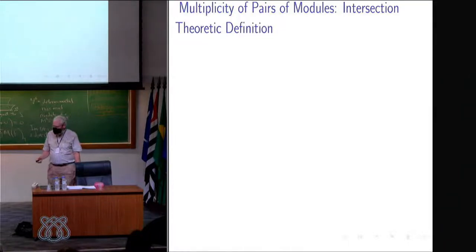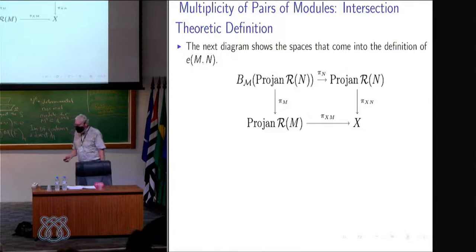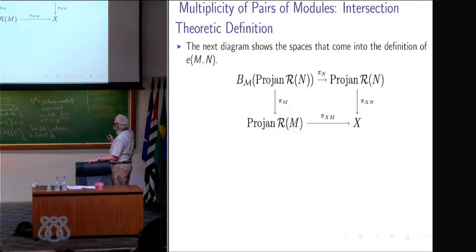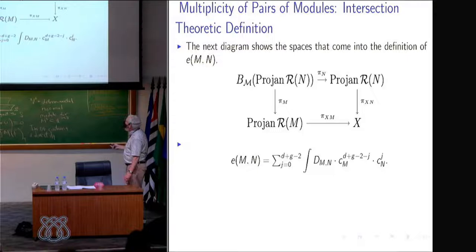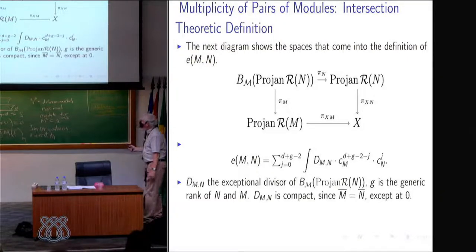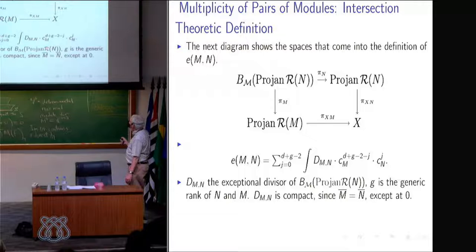And that's a very useful thing. Now, here's the intersection theoretic definition. We start with this diagram here. Okay. So the idea is that we're going to take the projective analytic spectrum of this, and we're going to blow it up by M. M is an ideal sheaf, so we can blow up by it. Now, because M and N agree, their integral closures agree, except off the origin. Here's the formula. We'll get back to that in a second. Since they agree off the origin, we know the exceptional divisor is compact. And so therefore, the sum that I have here is going to make sense.